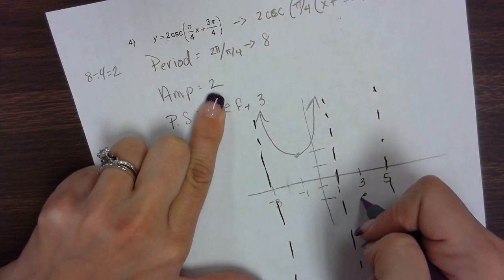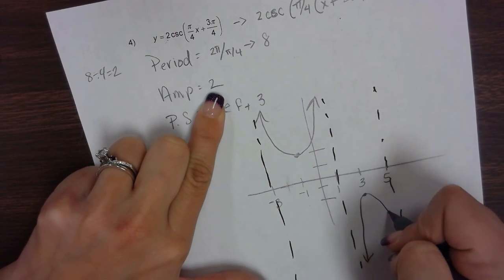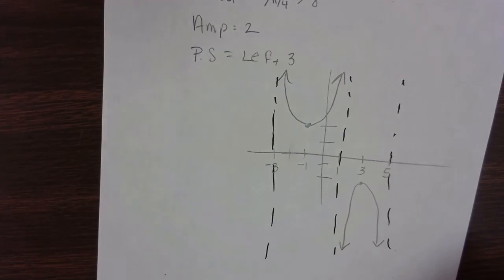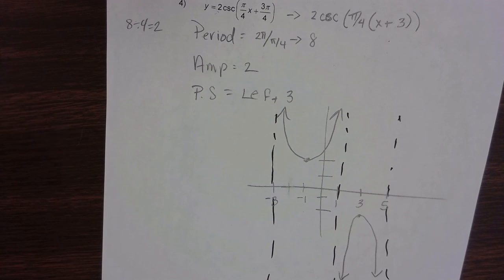Up. And down. Alright guys, we have just graphed a bunch of secants and cosecant.